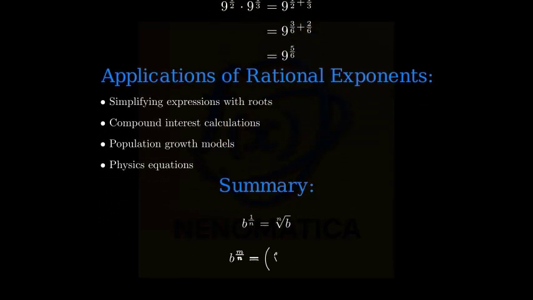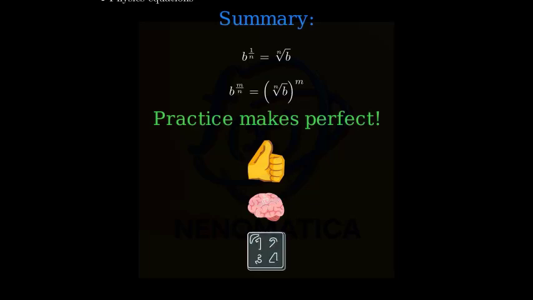Let's summarize what we've learned. Rational exponents connect powers and roots. B to the power of 1 over n equals the nth root of b. B to the power of m over n equals the nth root of b raised to the power of m. Practice working with rational exponents to become more comfortable with them.